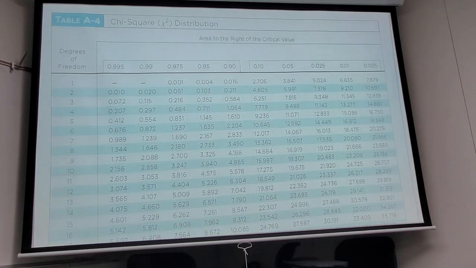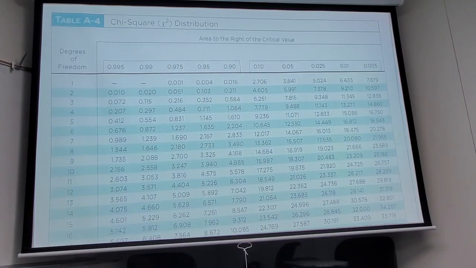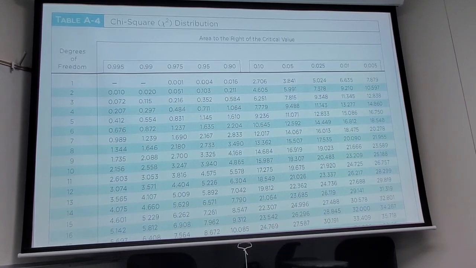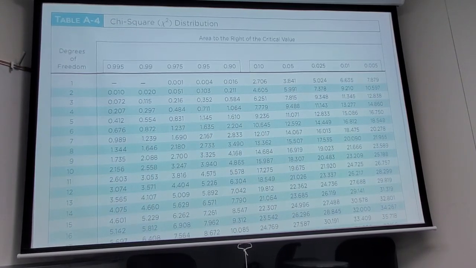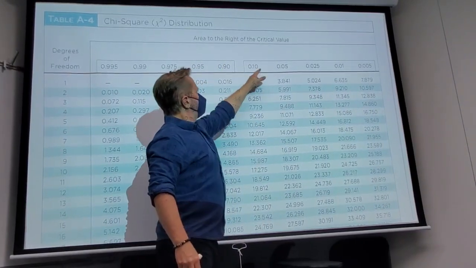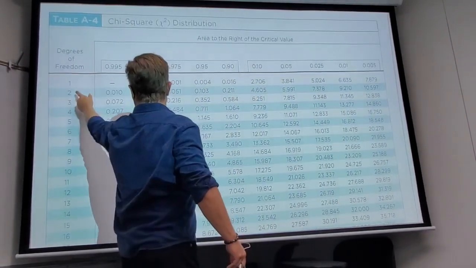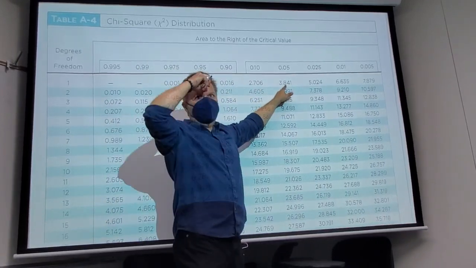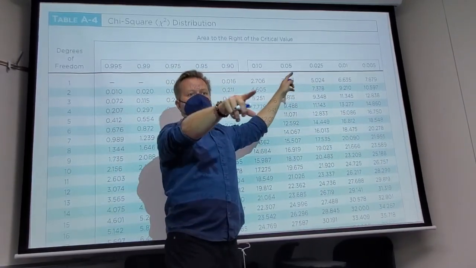I'm going to end up with 5%. I'm going to fold it, right? Which means it's going to end up looking like this, but that's all right, because for degrees of freedom of 1, it gets all freaky. Just stay with me for a second. So now I'm going to have 5% to the right of the critical value. What is it for degree of freedom of 1? 3.841.